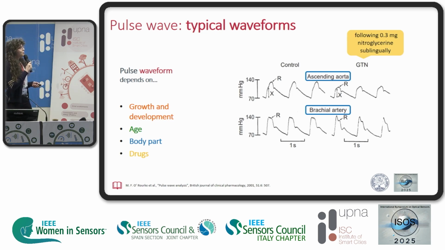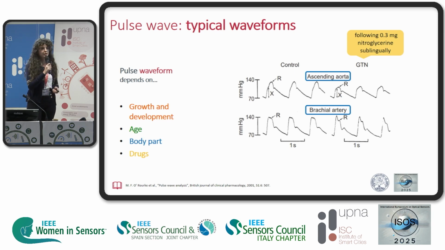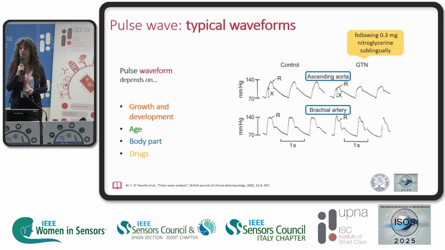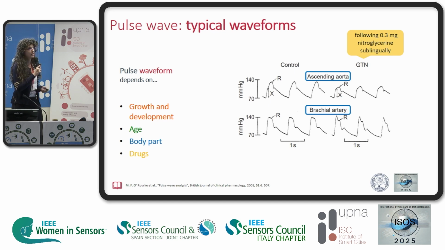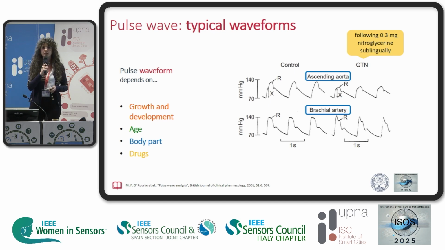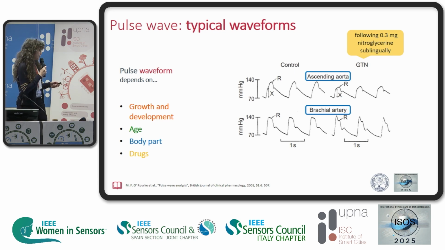But another study in the literature demonstrates the efficacy of pulse wave monitoring for detecting the effects of drugs. For example, this study is for assessing the effect of vasodilator drugs, and they could observe the effects of this drug, whereas it was not possible with standard sphygmomanometry.